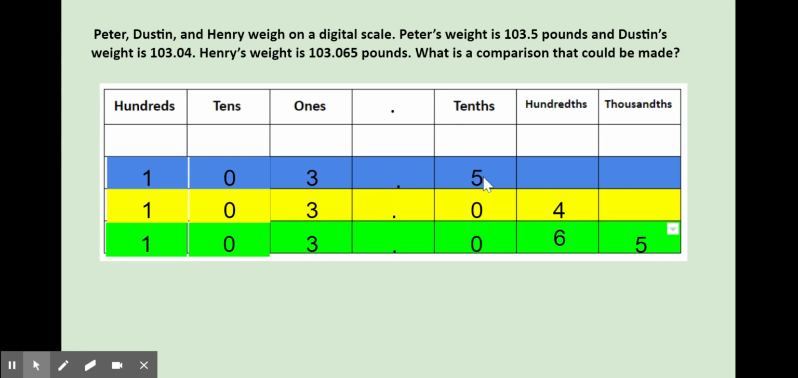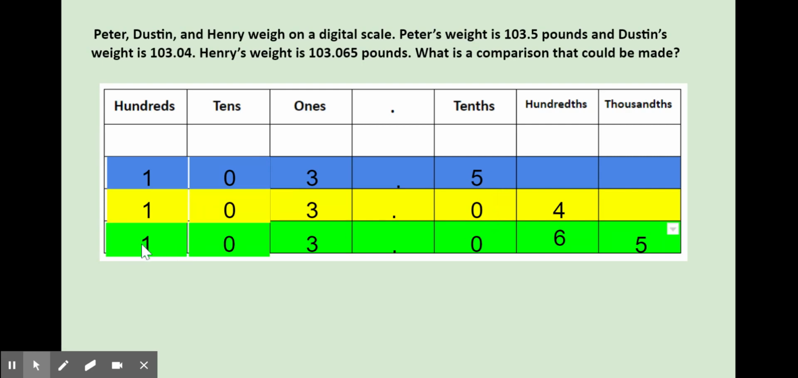I noticed that there's a 5 and 0s. Well, 5 is larger than 0, so that makes 103 and 5/10 larger than the other two numbers. But since these two are the same, then I would move over to the next place value, and then I have a 4 and 6. So 6 is larger than 4.